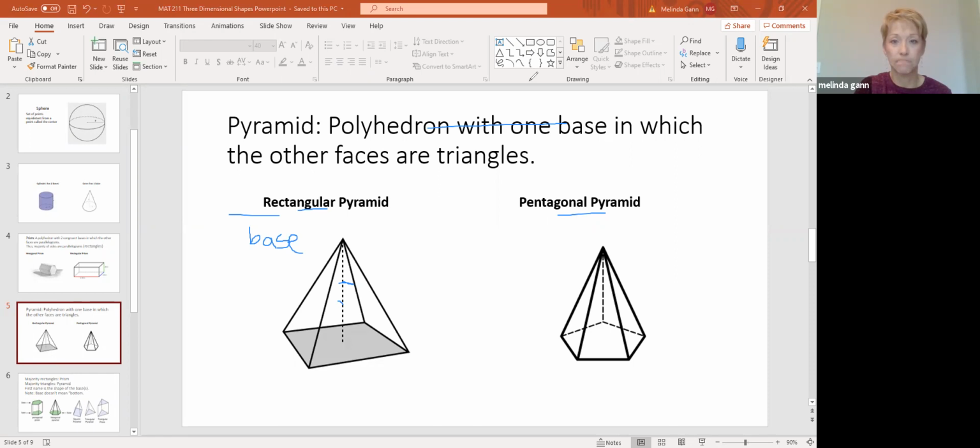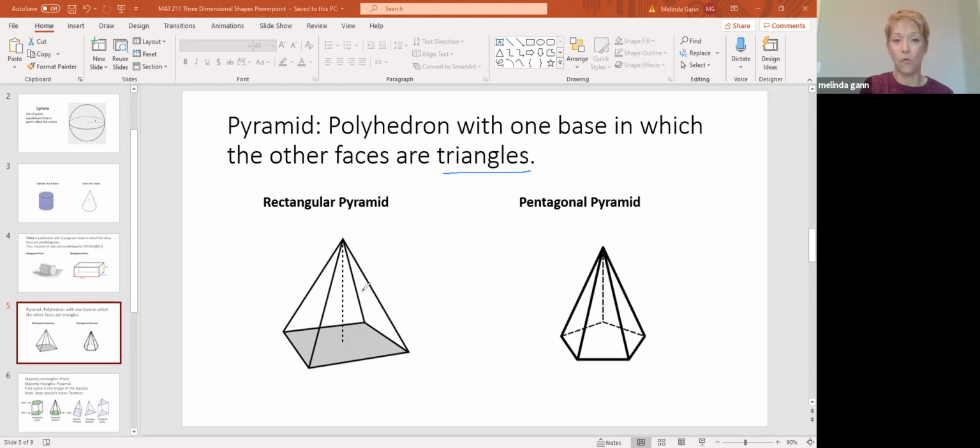Clear the drawings. All right. A pyramid's also a polyhedron. So that means it's a three-dimensional figure. Every side is a polygon, so no curves. All right. Now this time, the majority of the things are triangles.